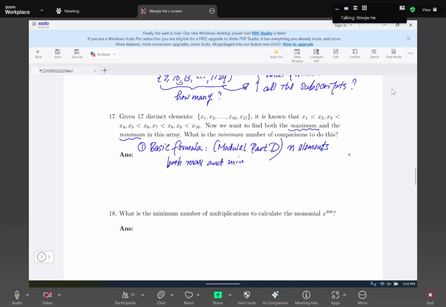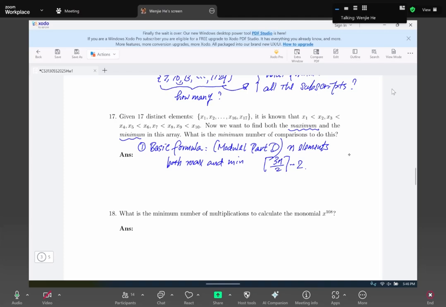Here, let me write it out. It's a general formula, remember? Even, odd. Then, finally, we figure out a unified formula covering both cases. All right. 3n over 2 minus 2. So that's the basic formula. First thing, you need to know this.